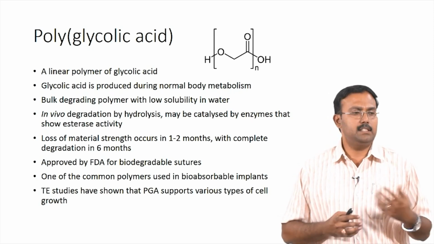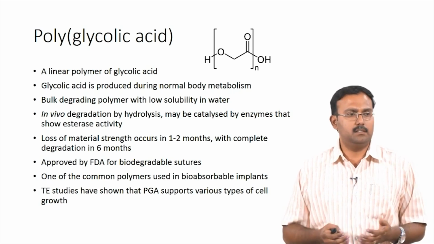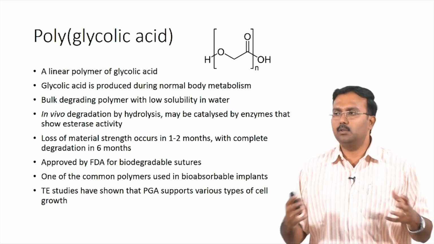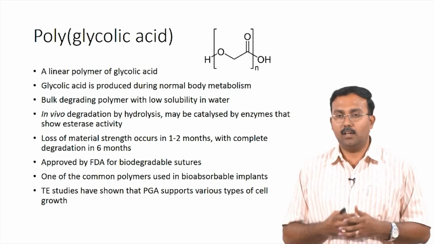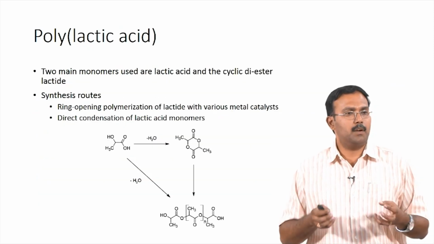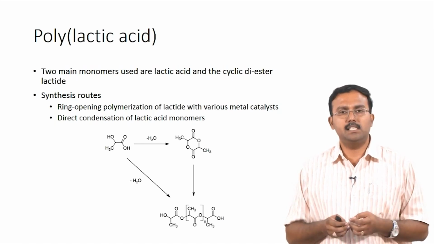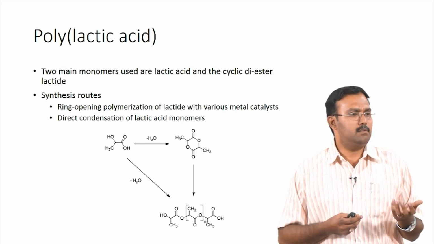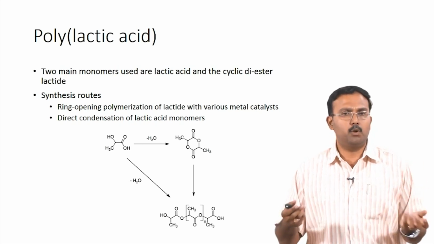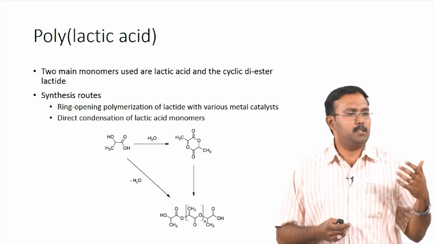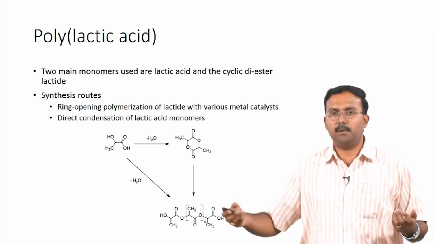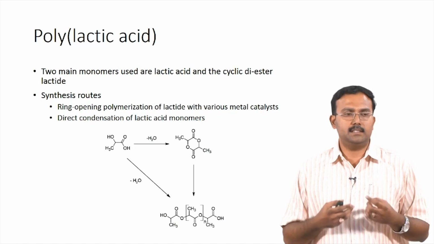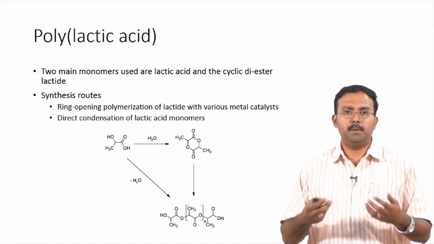Tissue engineering studies of PGA have actually been done. People have shown that different types of cells can actually adhere and grow on top of these polymers. Another set of polymers which have been studied extensively is PLA, or polylactic acid. These are actually made from 2 different monomers. One option is to use lactic acid and prepare the polymer. The other option is to use the cyclic diester, which is lactide, and then prepare this.